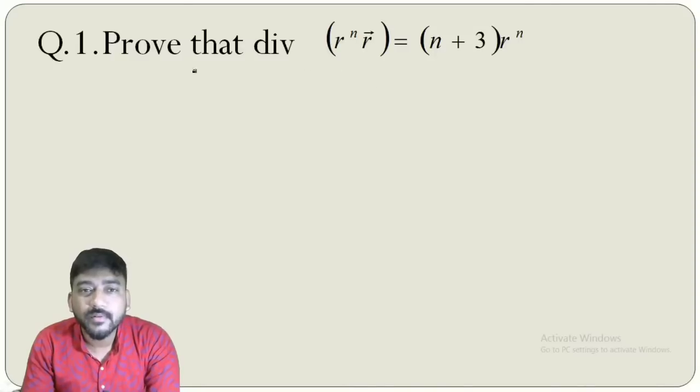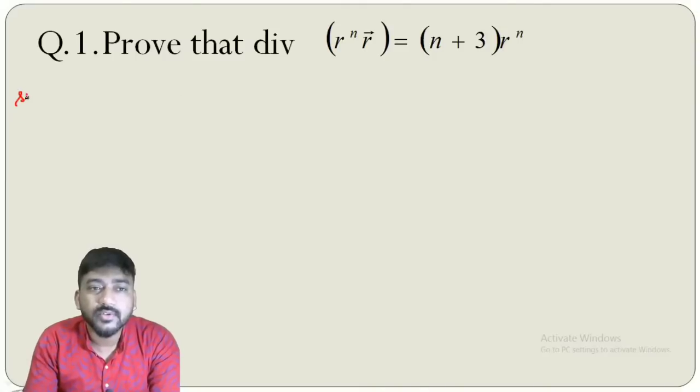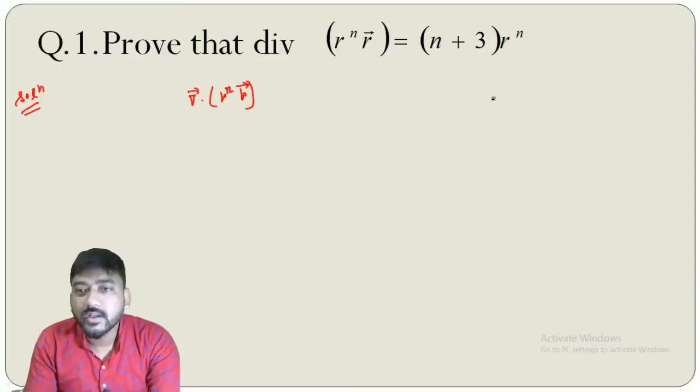The first problem is: prove that the divergence of r to the power n r vector is equal to n plus 3 r to the power n. Let me give you the solution of this problem. What we have to find out is the divergence of r to the power n r vector, and we know the representation of divergence.